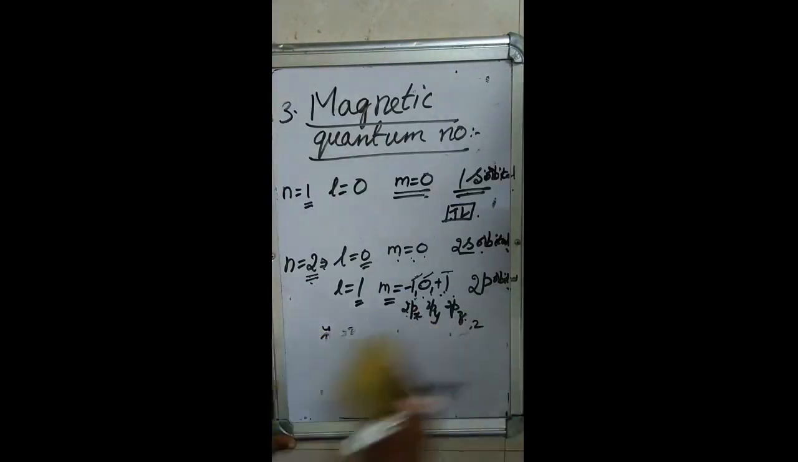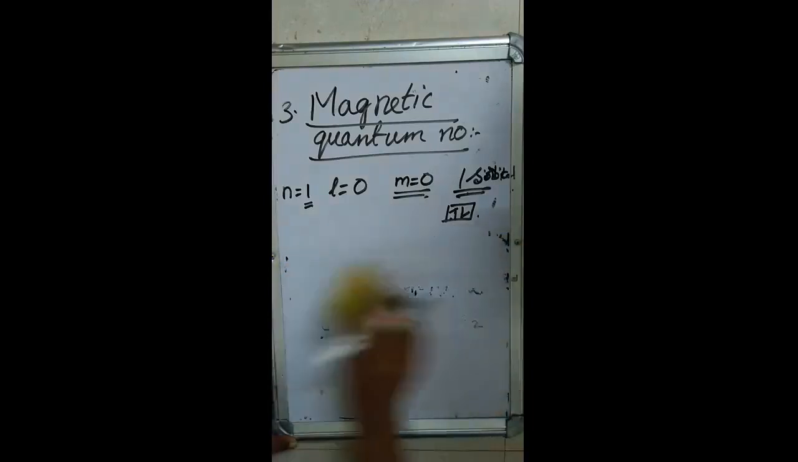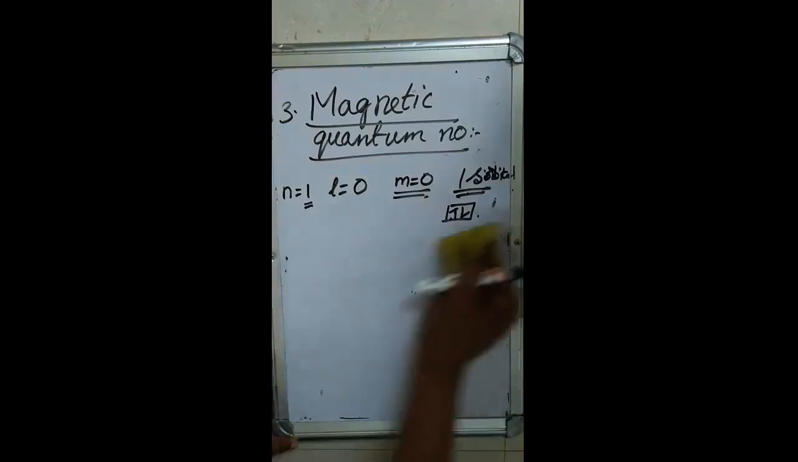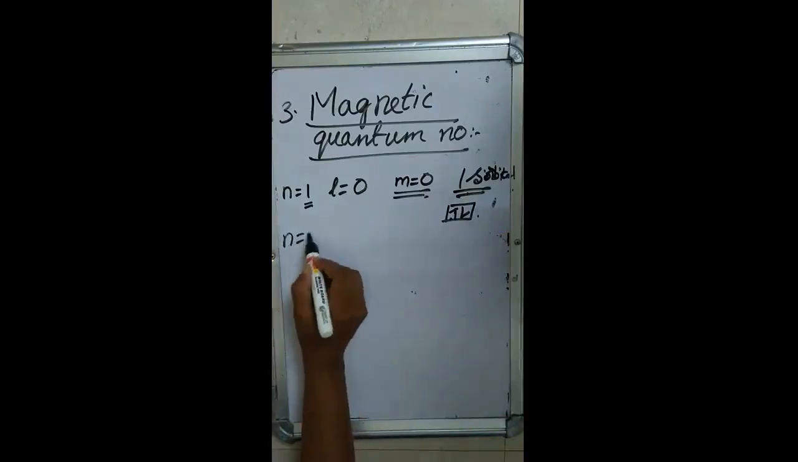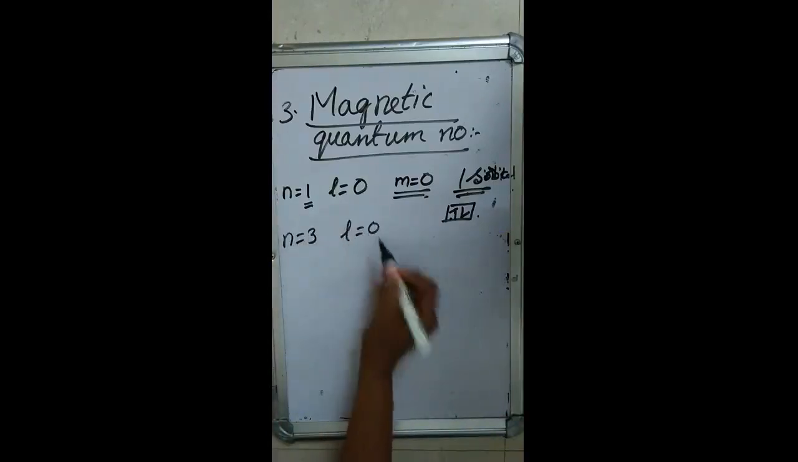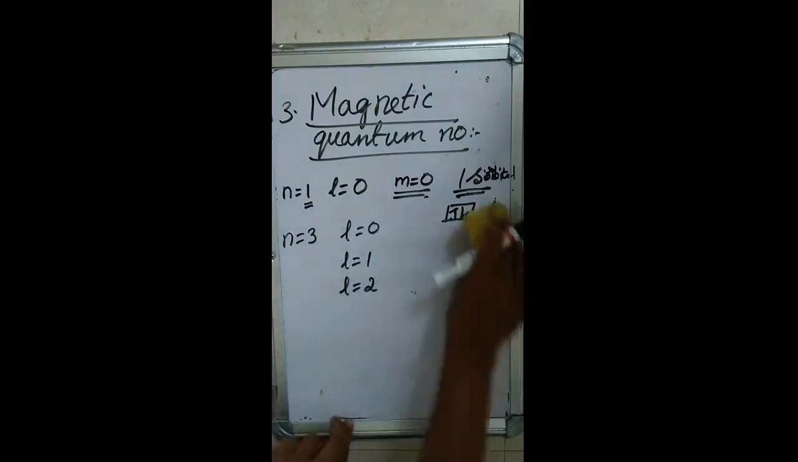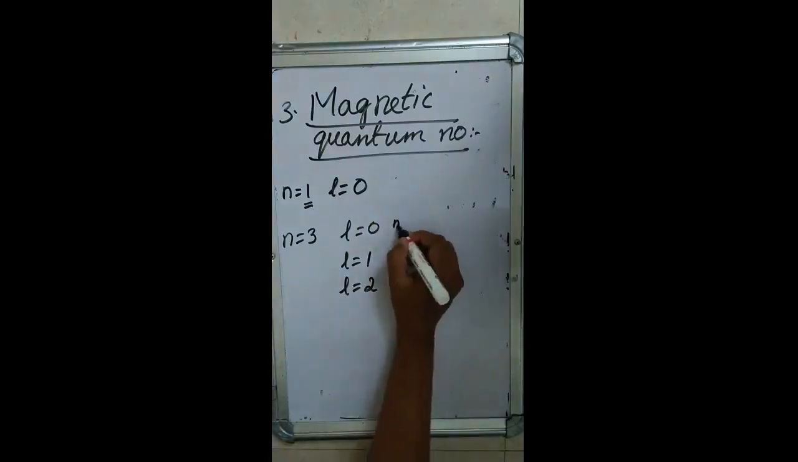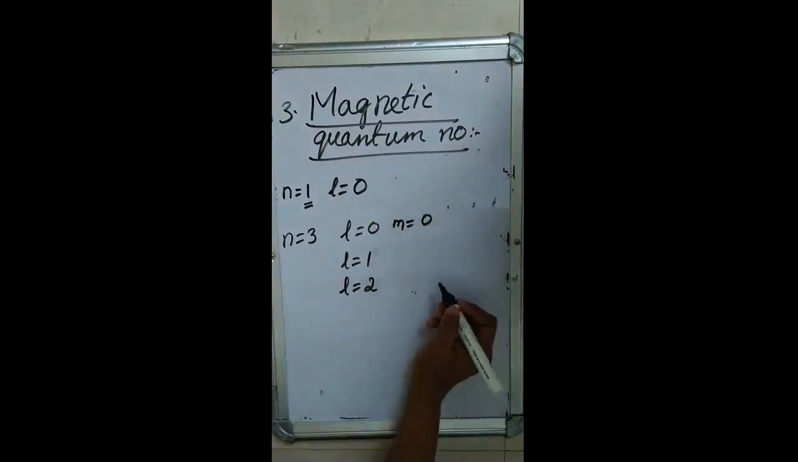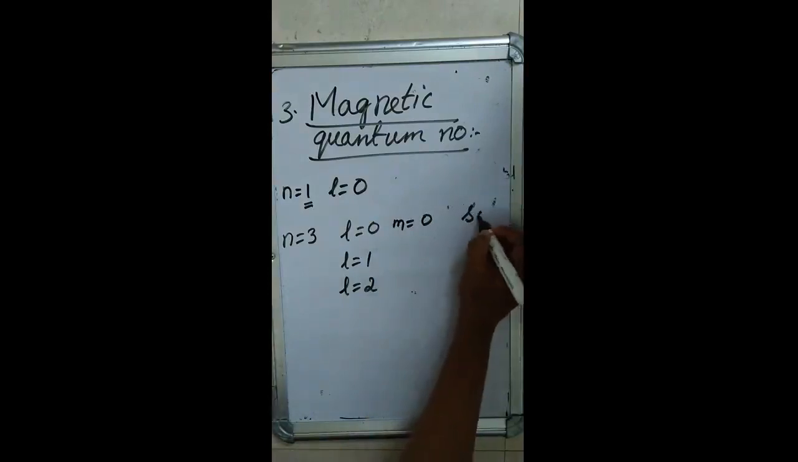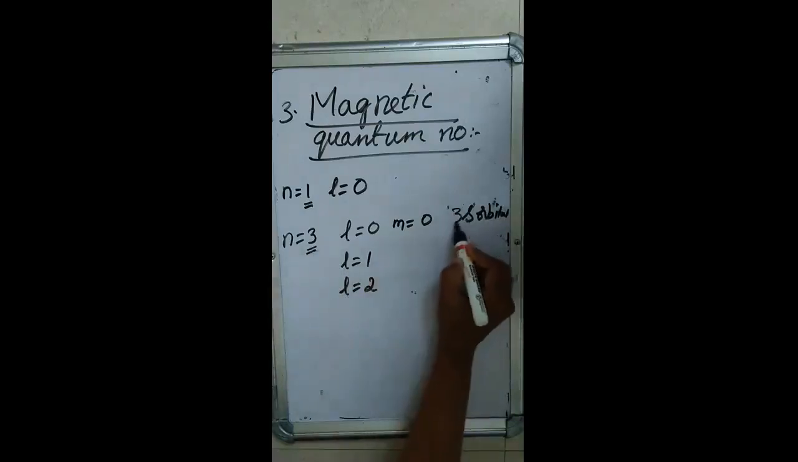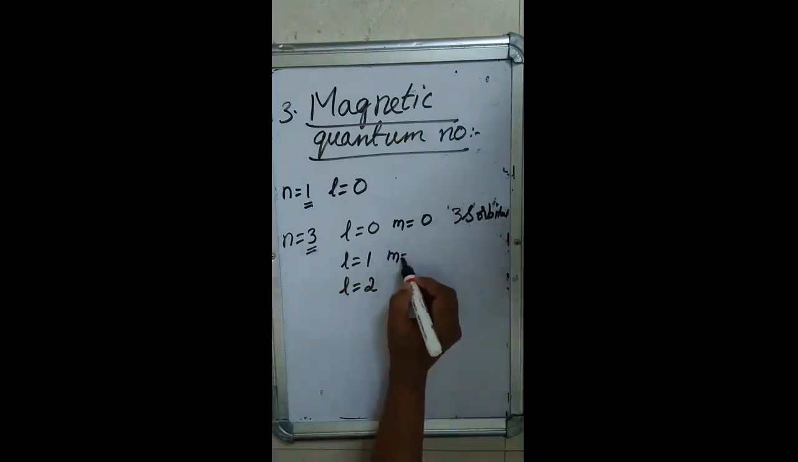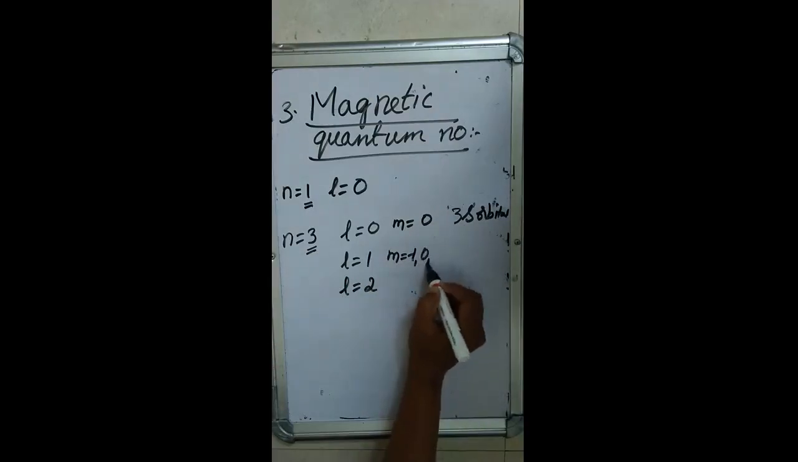Now one more example I will give you so that you can understand more clearly. Suppose n is equal to 3. What are the l values? l is equal to 0, l is equal to 1, l is equal to 2. Now say in your mind what the m values are. Here m is equal to 0, so an s orbital is possible. Since n is equal to 3, you should write 3s.